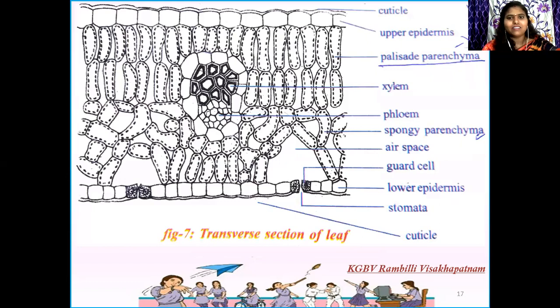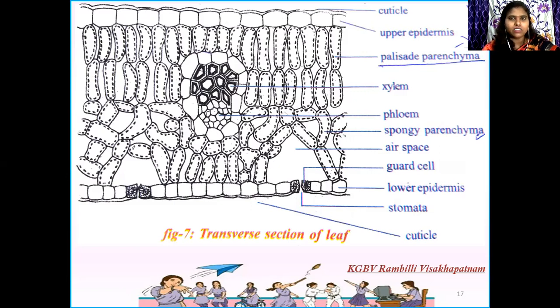Next diagram is TS of leaf, TS in the sense a transverse section of leaf. Observe here, upper and lower cuticles are there, and upper and lower epidermis are there. In between these epidermises, two main tissues are there. The upper tissue is called palisade parenchyma, and the lower tissue is spongy parenchyma.